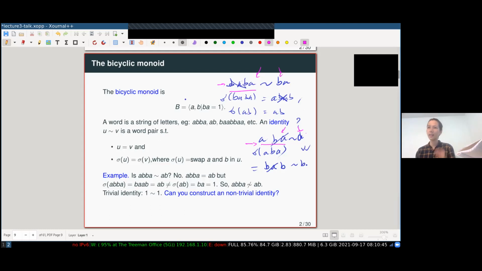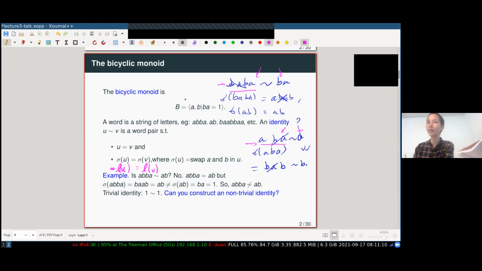Okay. So I must apologize because I cheated a little when I defined this. The more interesting case is when we add another constraint, which is that the length of U has to be equal to the length of B, to look at non-trivial ones.